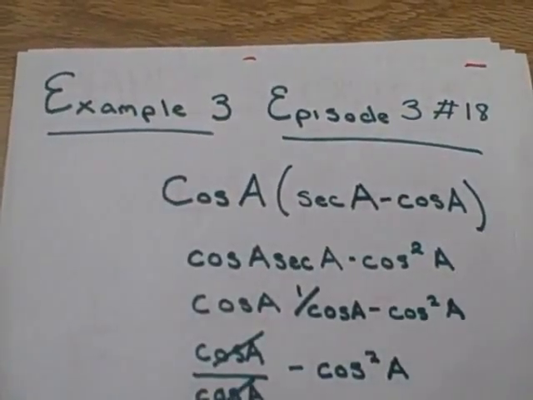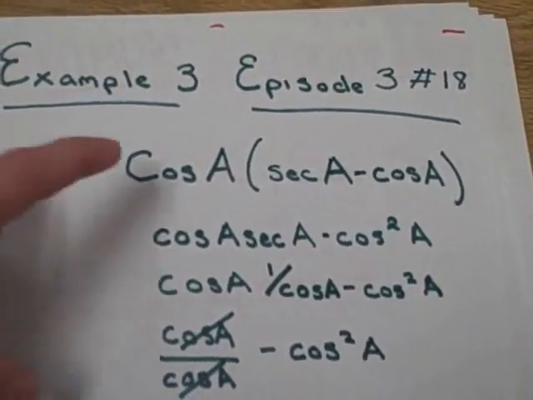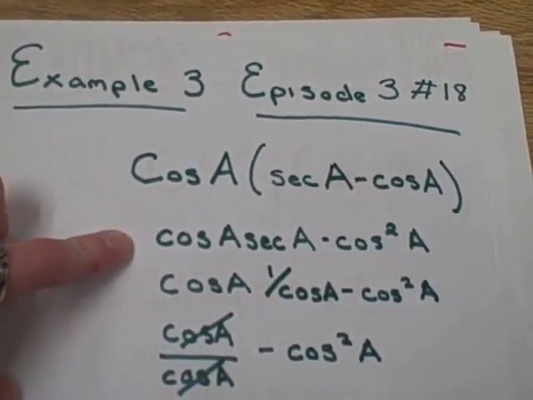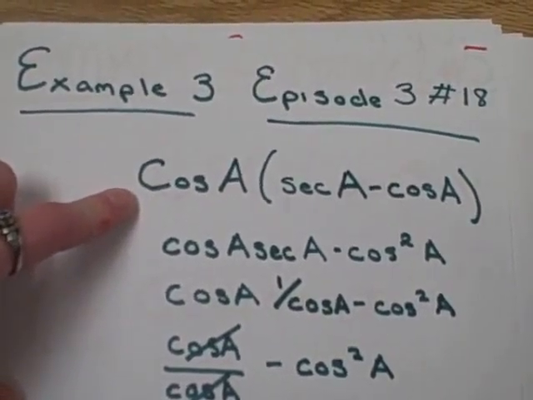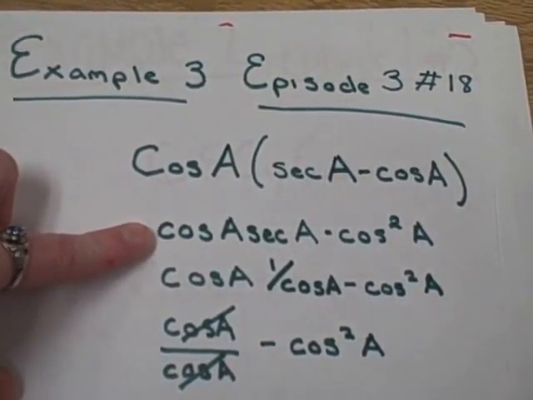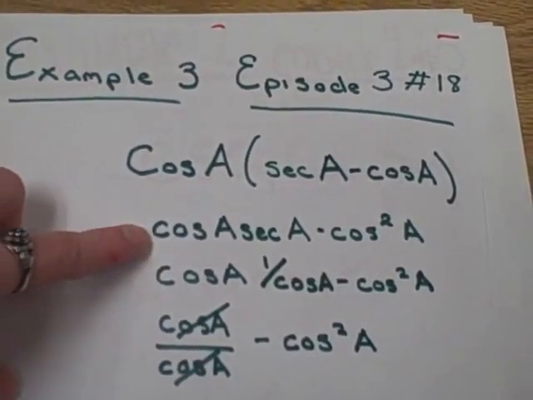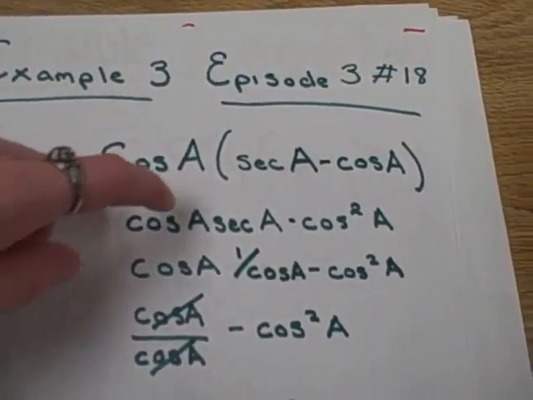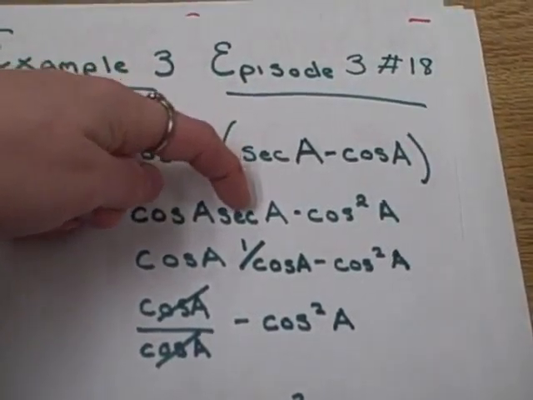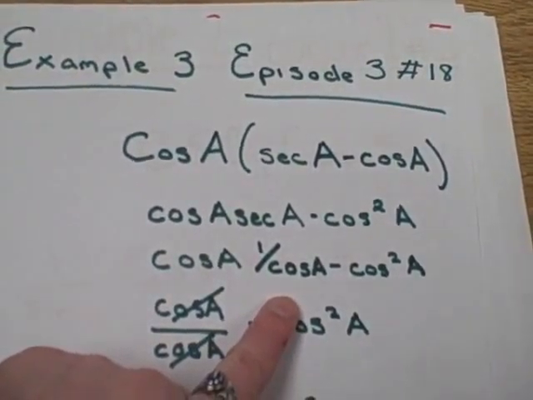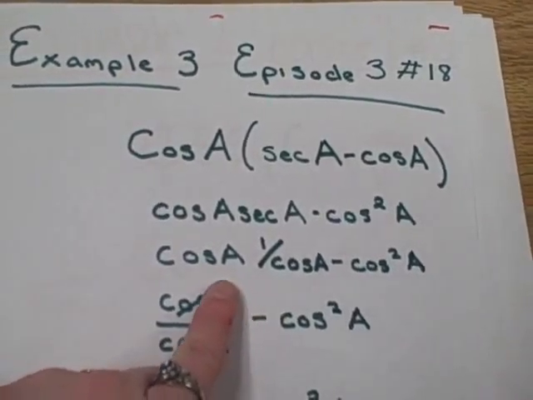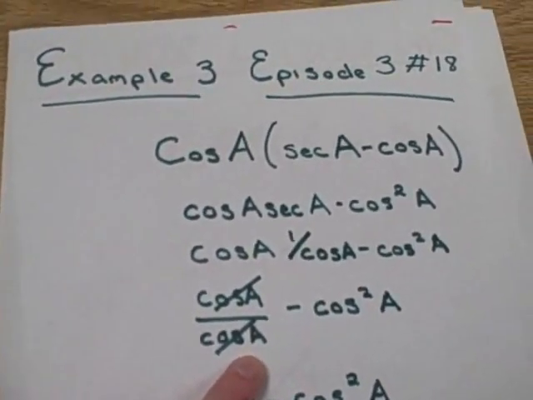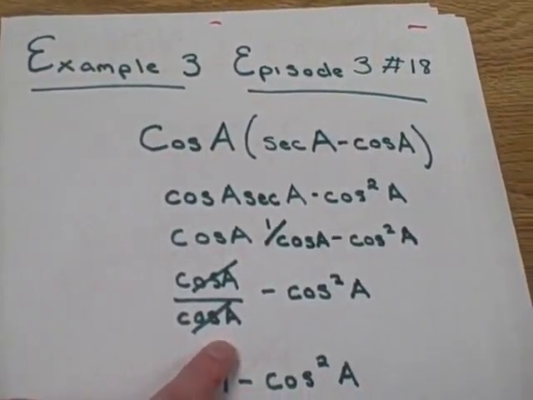Example 3, Episode 3, Number 18. The problem is cosine A times secant A minus cosine A. You'll have to distribute the cosine A. When you do that, you have cosine A times secant A minus cosine squared A. Since you should try to get everything to sine or cosine, you notice you have to use the reciprocal identity. We change secant A to 1 over cosine A using this identity. Now you have cosine A over cosine A, and you can cancel those out, which will just leave you with 1.